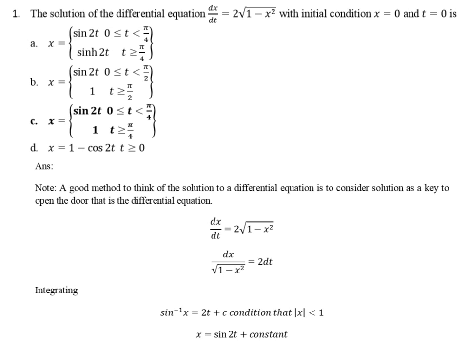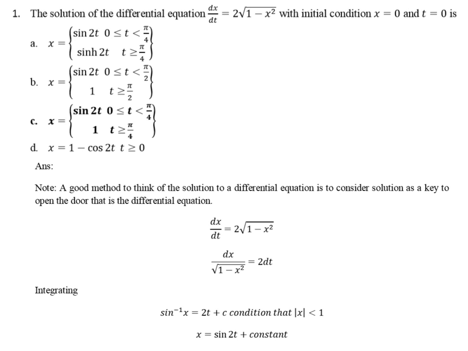Now thinking about the answer, you should note a very important thing. A good method to think of a solution to the differential equation is to consider the solution as a key to open the door, that is the differential equation. We have dx by dt equal to 2 into root of 1 minus x square. So dx by root of 1 minus x square is equal to 2 dt. Integrating, you will get sine inverse x equal to 2t plus c.